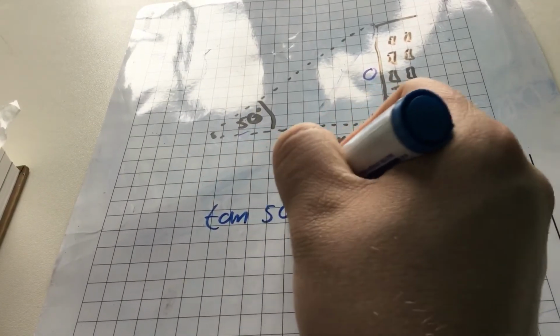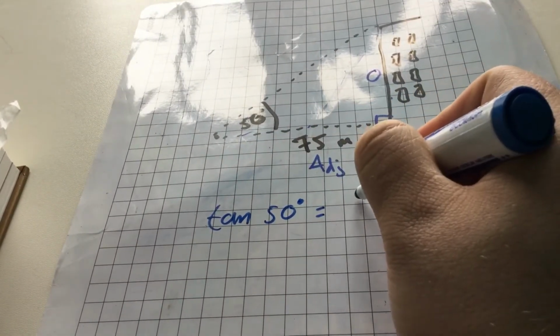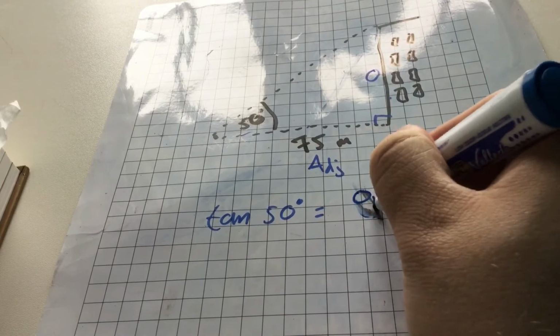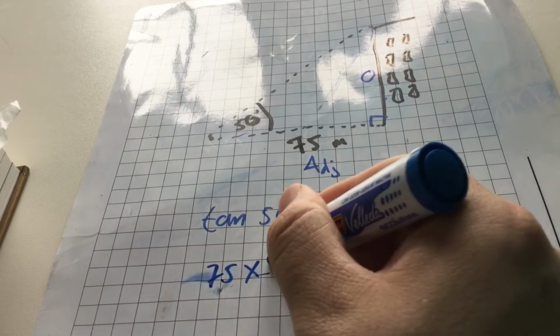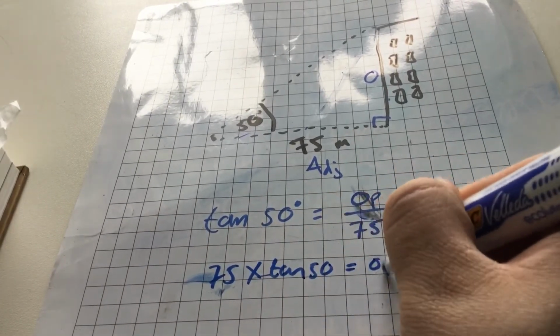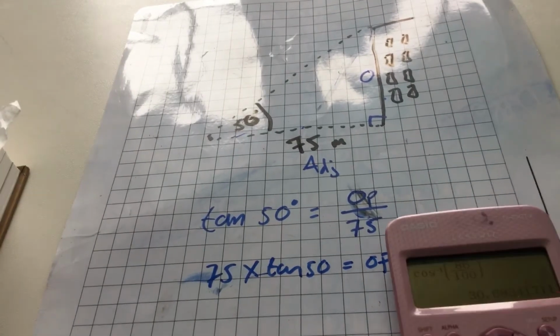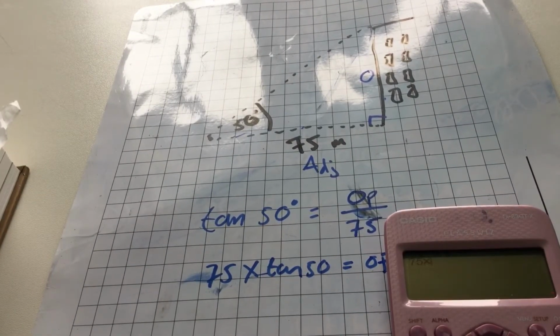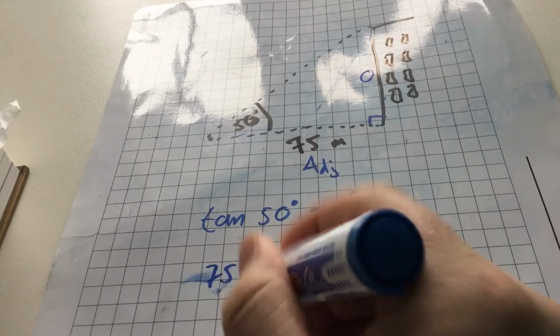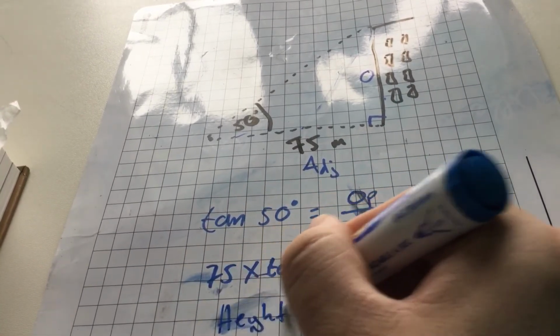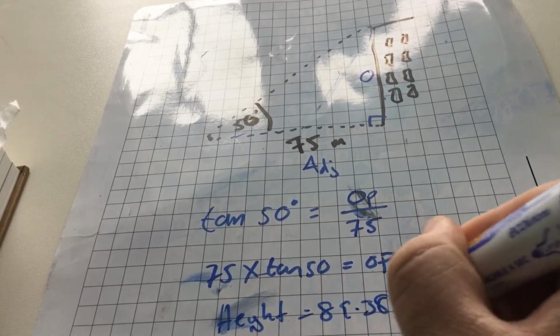So tan of 50 degrees equals the height of the building, or we'll call it the opposite, whatever you like to call it, opposite over the adjacent 75. So multiply across by 75 as usual, so 75 times tan 50 equals the opposite, which is the height of our building. So 75 times tan of 50 is 89.38. So the height is 89.38 meters.